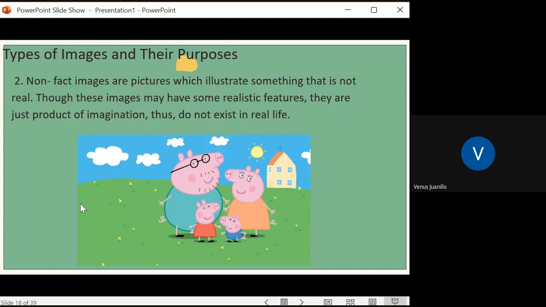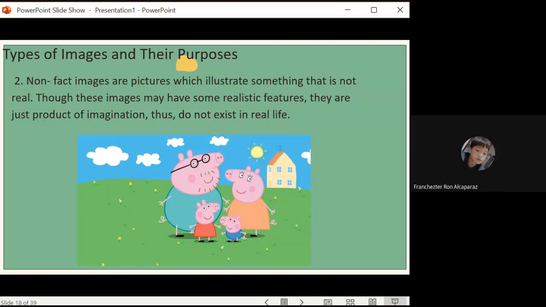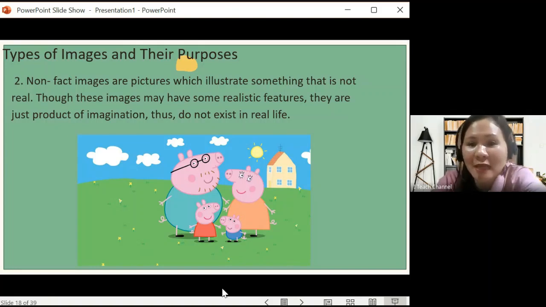It's a product of imagination. Very good. It's just a product of imagination.